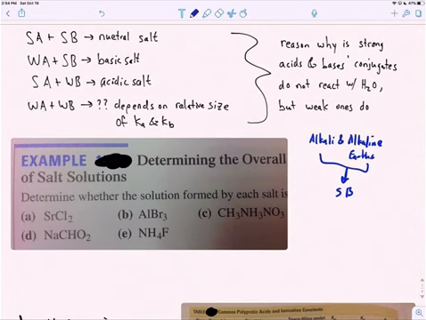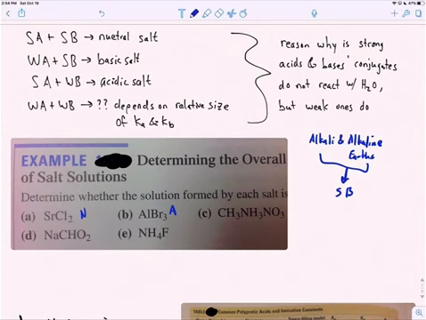Okay, so determine whether the solution of each is acidic or basic. A, strontium chloride. We have strontium hydroxide and hydrochloric acid, so strong acid, strong base. This is going to be a neutral salt. B, aluminum tribromide. You have aluminum hydroxide, which would be a weak base, and hydrobromic acid. So you have a strong acid and a weak base. This is going to be an acid salt.